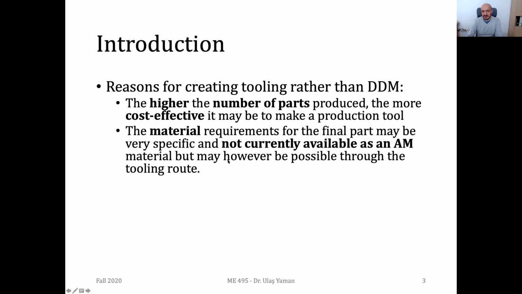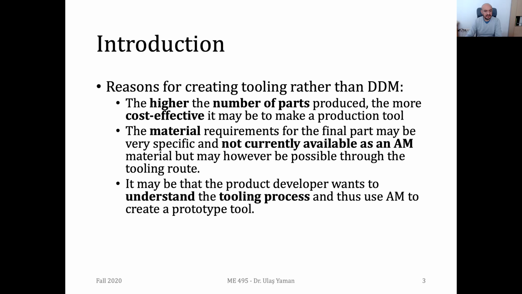Another reason why we can't use additive manufacturing for the final product might be the materials. The materials we have for the additive manufacturing machinery may not be proper for the final product. Again, if that's the case, we can go with producing the tools rather than producing the final products with additive manufacturing. And another thing we need additive manufacturing for tooling is that you may need to see whether the design of the tool is applicable for our purpose or not. And this is quite a wise solution.